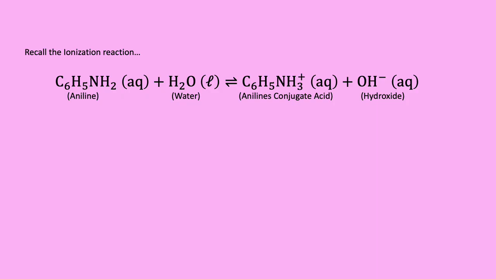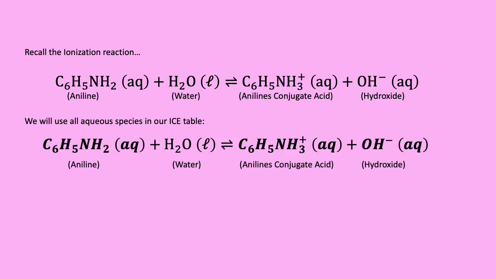Recall how to write the ionization reaction for this specific reaction. Aniline will react with water to produce aniline's conjugate acid and hydroxide. For an ICE table, we will only use aqueous species. Recall that aniline, its conjugate acid, and hydroxide are all aqueous. This means we will not include water in our ICE table because it is in its liquid phase.